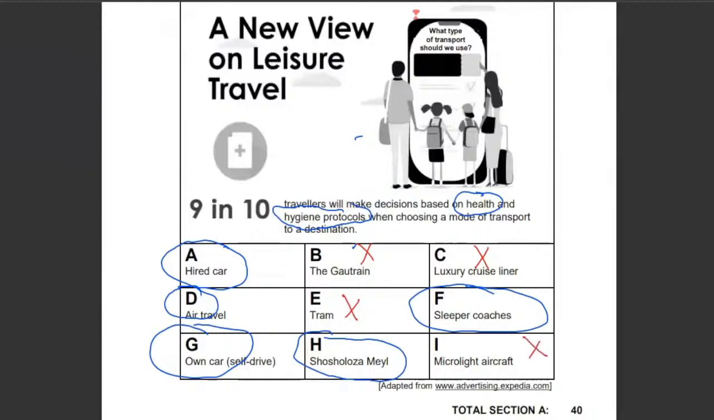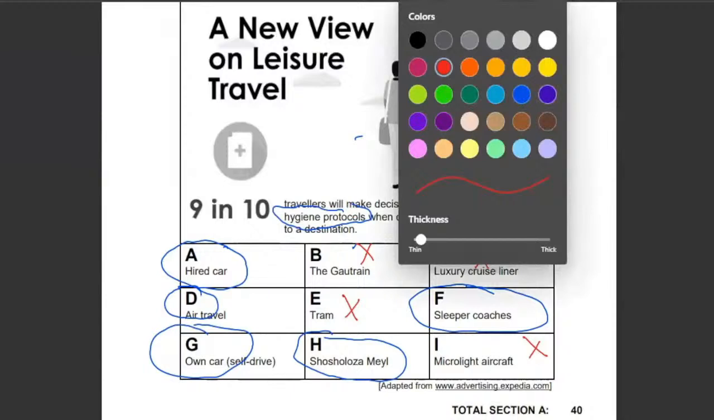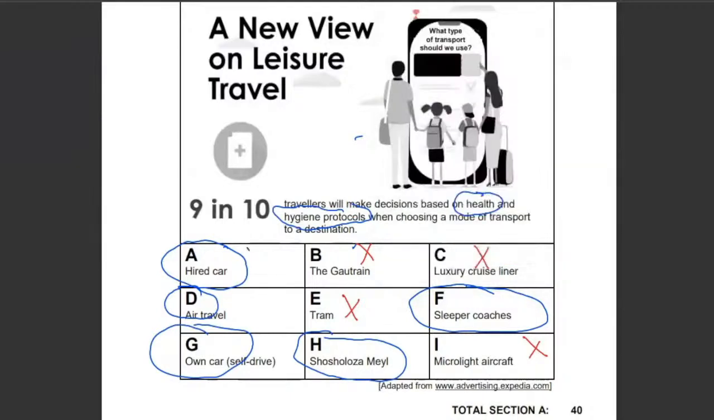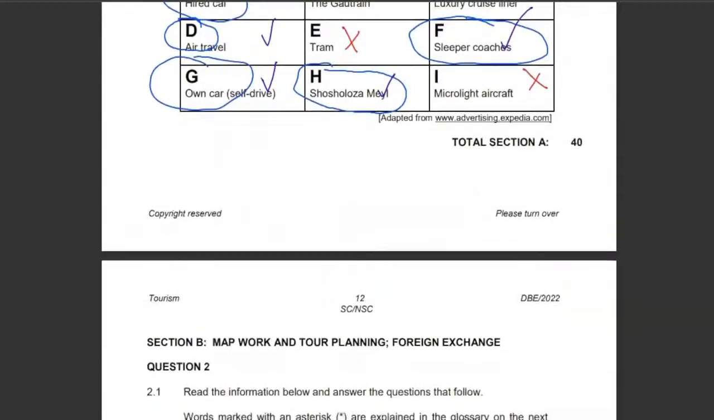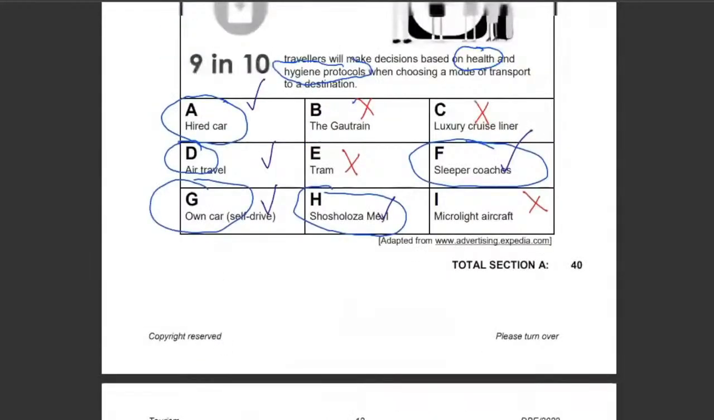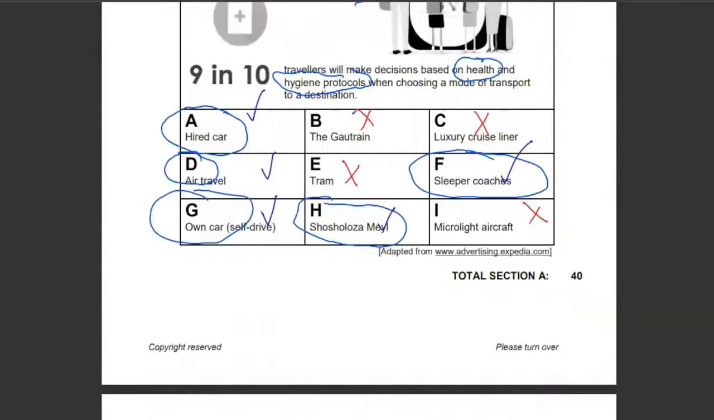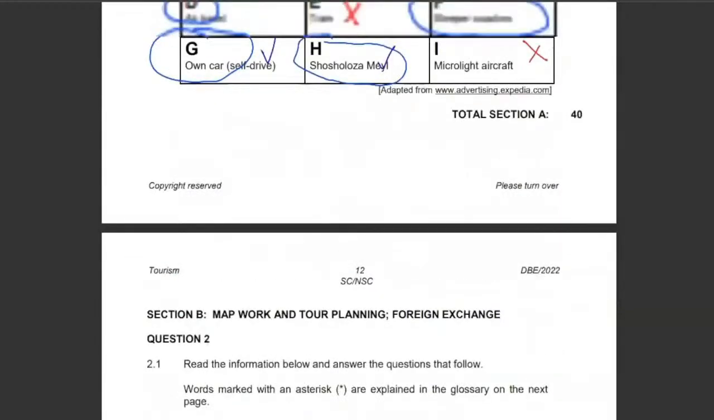So I'm going to take you through our options once more. A hired car, yes. Air travel, yes, it's possible. Own car self-drive, yes. Then Shosholoza Mail, yes. Then sleeper coaches, yes. So these are the accepted answers for that particular question. That is the last question on section A.